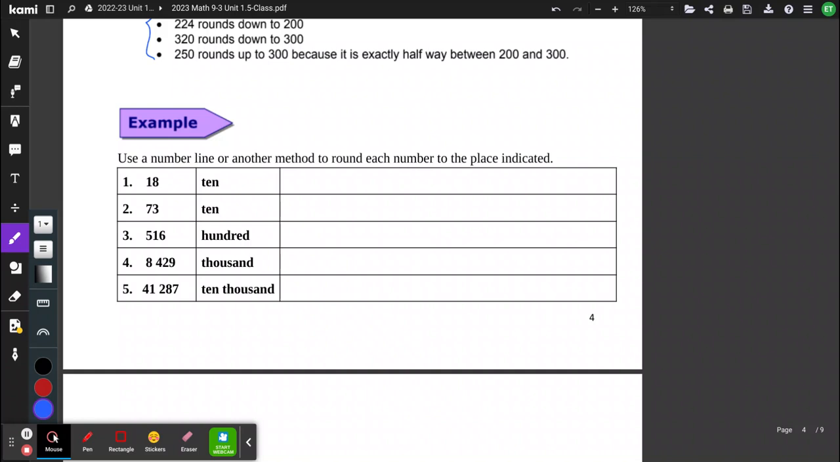Okay, we had a couple minutes to look at our examples. This guy is between 10 and 20. Who is he closer to? We say 20. This one is between 70 and 80. He is closer to 70. In the hundreds, I look at the 5. That's where I would start. So this guy is between 500 and 600. Who is he closer to?